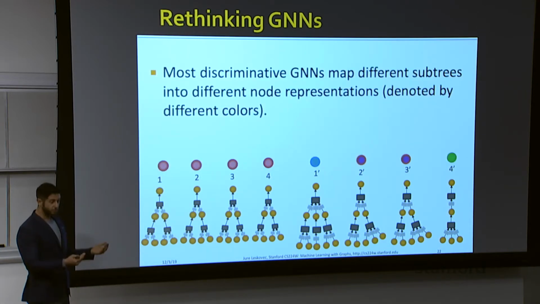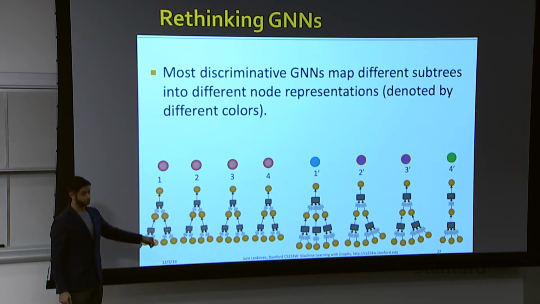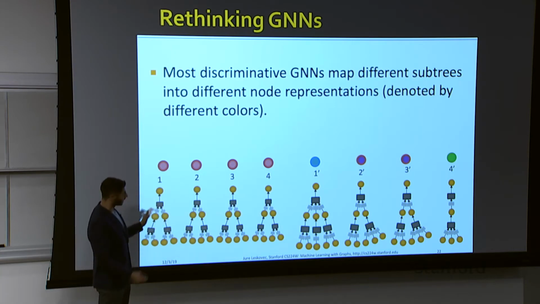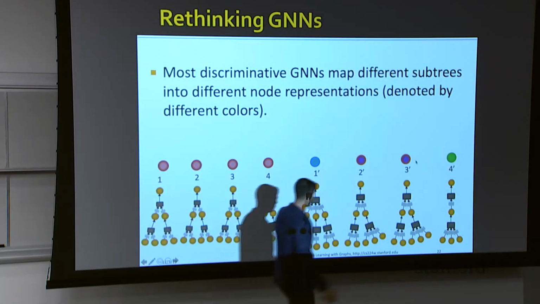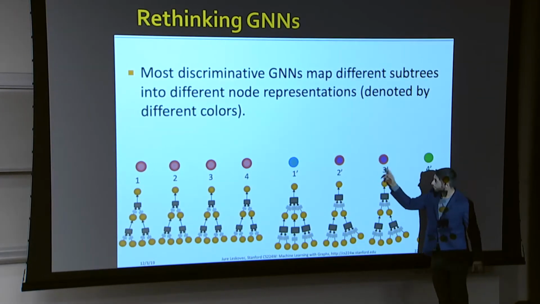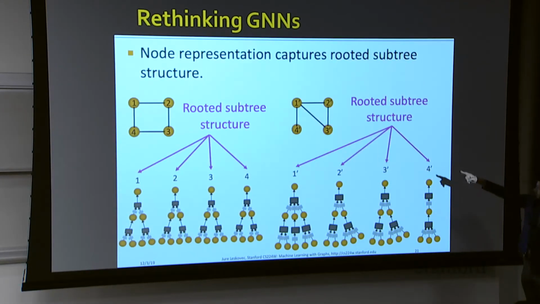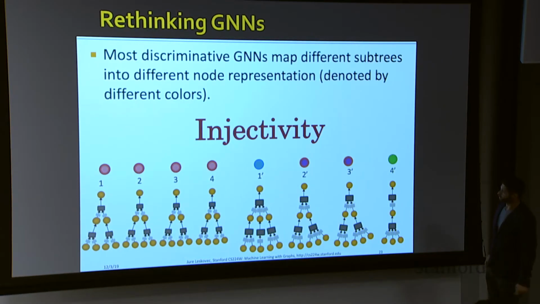Now, our expectation is that if we have the most discriminative GNN possible, then our GNN will map different subtrees into different node representations, all right? So this is our ideal scenario. For 1, 2, 3, and 4, the representation will be the same, so our coloring will be the same, while for 1 prime, 2 prime, 3 prime, and 4 prime, the representations will be different, so 1' and 4' are different. You can see it very clearly at the bottom, while 2' and 3' are the same as expected, because of course they are two nodes in that graph that are absolutely symmetric in terms of topology.